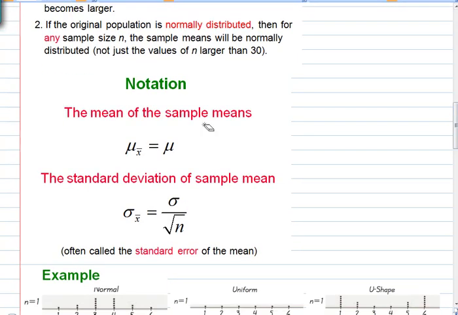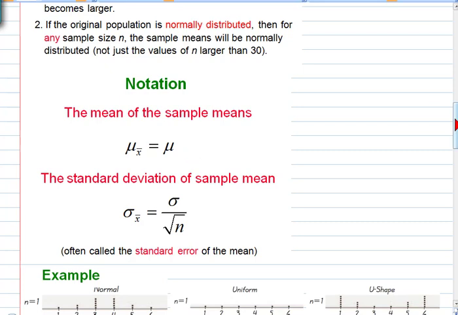Here's the notation for the mean of the sample means. Mu sub x bar is going to be the mean, and sigma sub x bar is going to be the standard deviation of the sample mean. That's sigma divided by the square root of n. This is also referred to as the standard error of the mean. So our new mean and distribution for the sampling distribution looks like this.